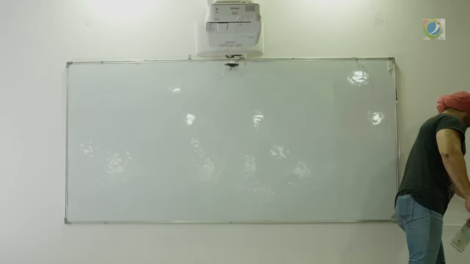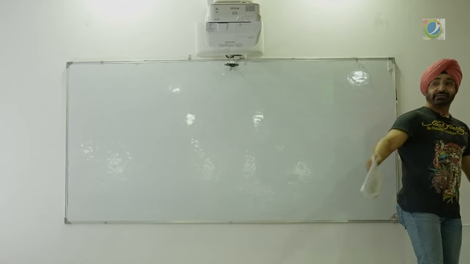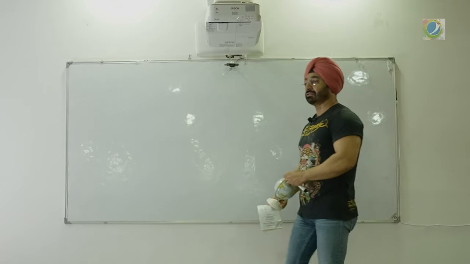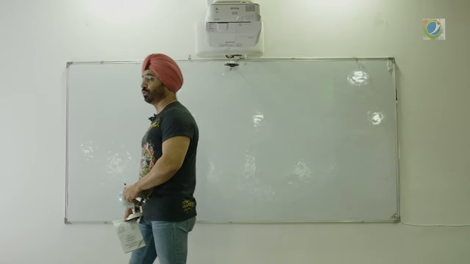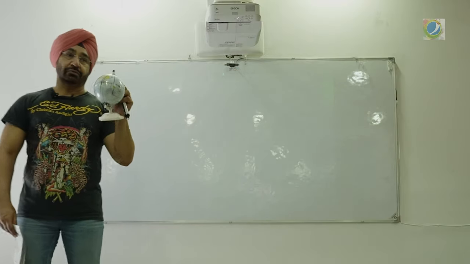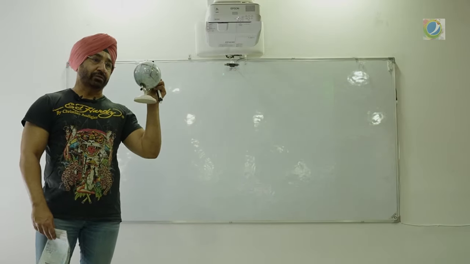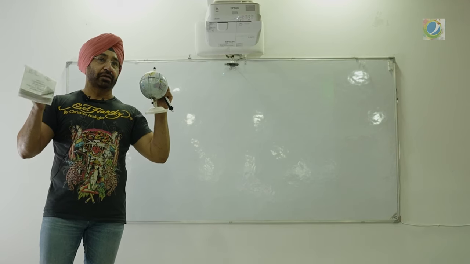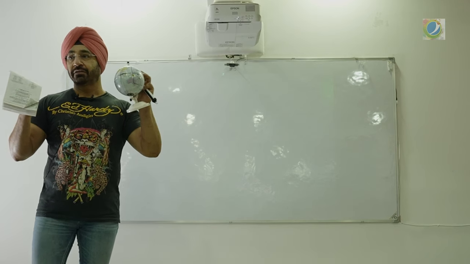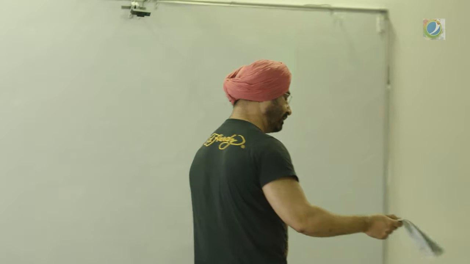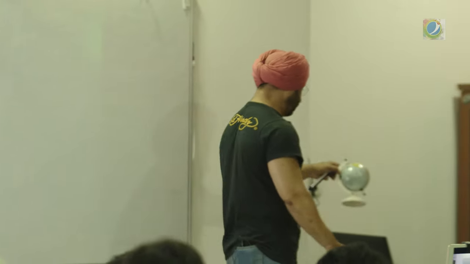Remember, we have already done scale, correct? The scale is the ratio of map distance to earth distance. So you have the earth, which is round, and you want to create it on a flat sheet. You can't. Take out the globe and draw a line. You can't. So you get it onto the flat sheet.